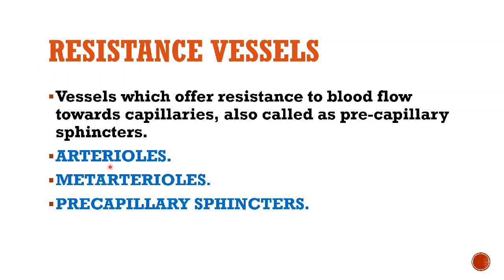So the arterioles are the maximum resistance blood vessels which offer resistance to blood flow towards the capillaries and are the main site of peripheral resistance. So the skin and the skeletal muscle blood vessels represent the most important site of peripheral resistance and offer maximum resistance to blood flow.